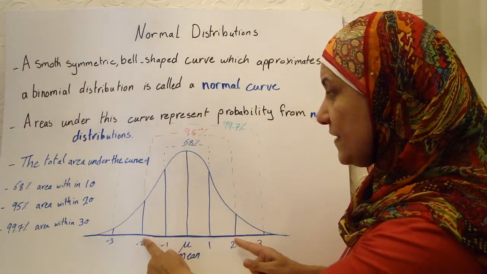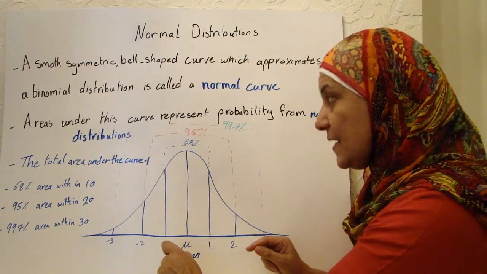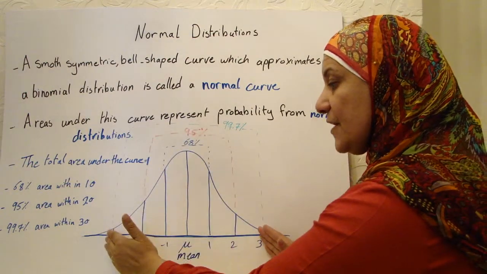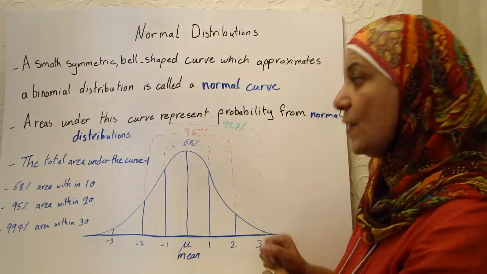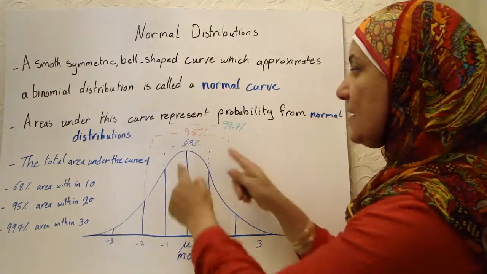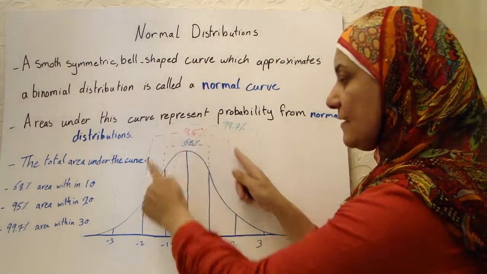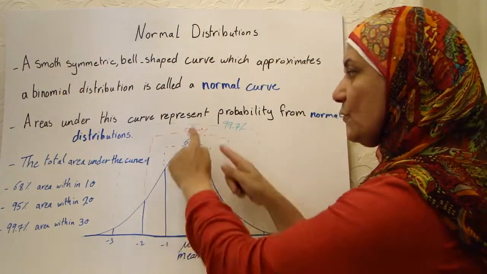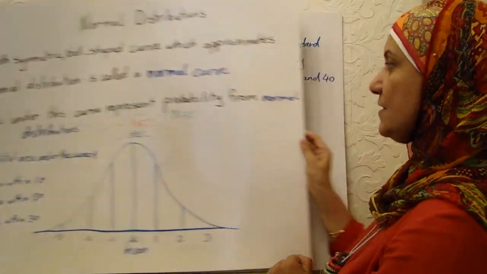The second deviation would have 95% of the people. And then the third deviation would have 99.7%. So the total area under the curve would be 100%. The first deviation would have 68%. The second deviation, both right and left, would have 95%. The third deviation would have 99.7%.